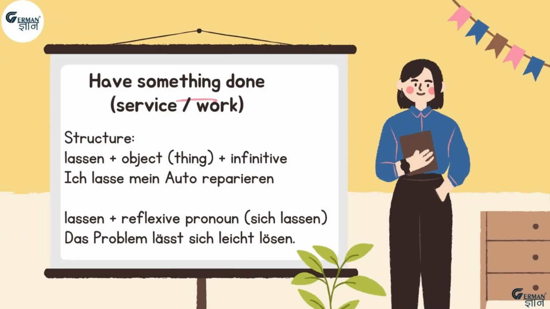Another meaning of lassen is to have something done, which is used in the sense of service or work. The structure is we write lassen, then object and then infinitive. For example, Ich lasse mein Auto reparieren. And another meaning of lassen is when something can be done. In that case we use lassen with a reflexive pronoun, meaning the verb is sich lassen. For example, das Problem lässt sich leicht lösen. So these are the meanings of lassen.